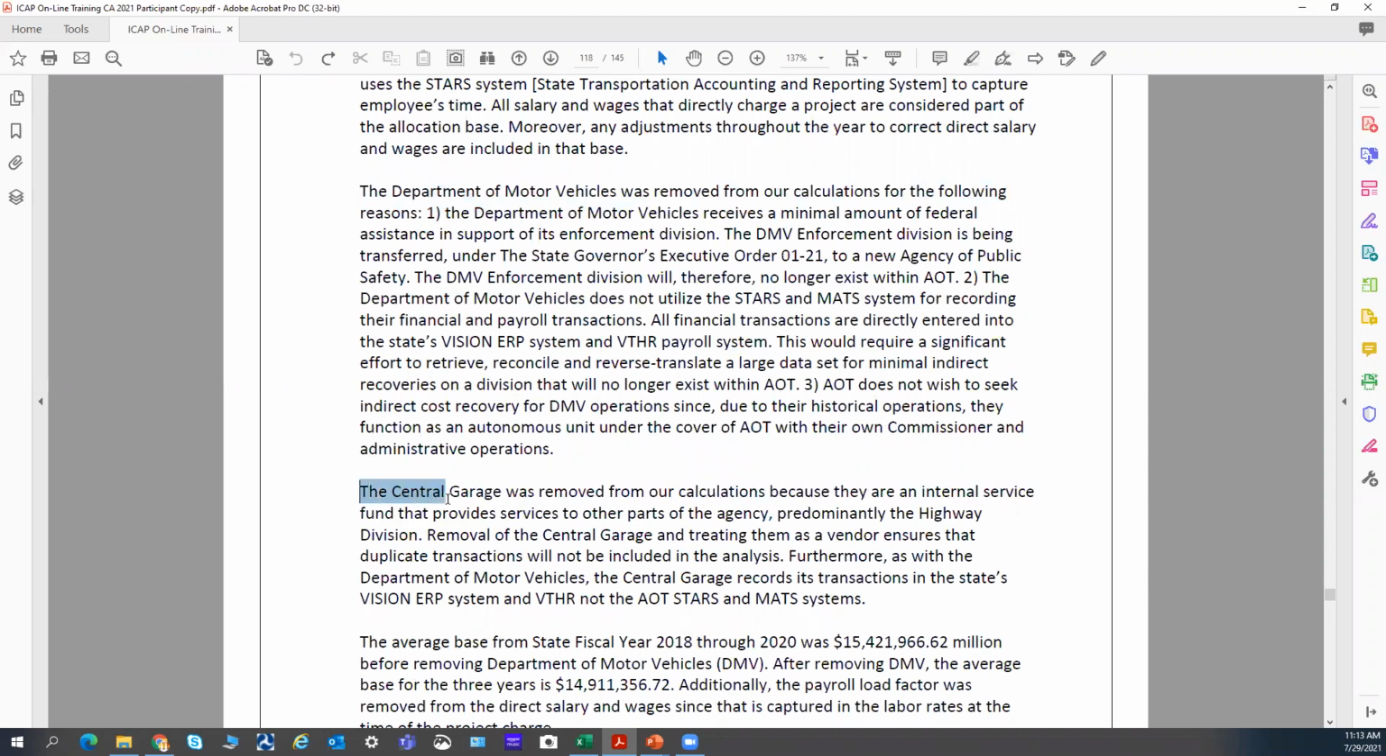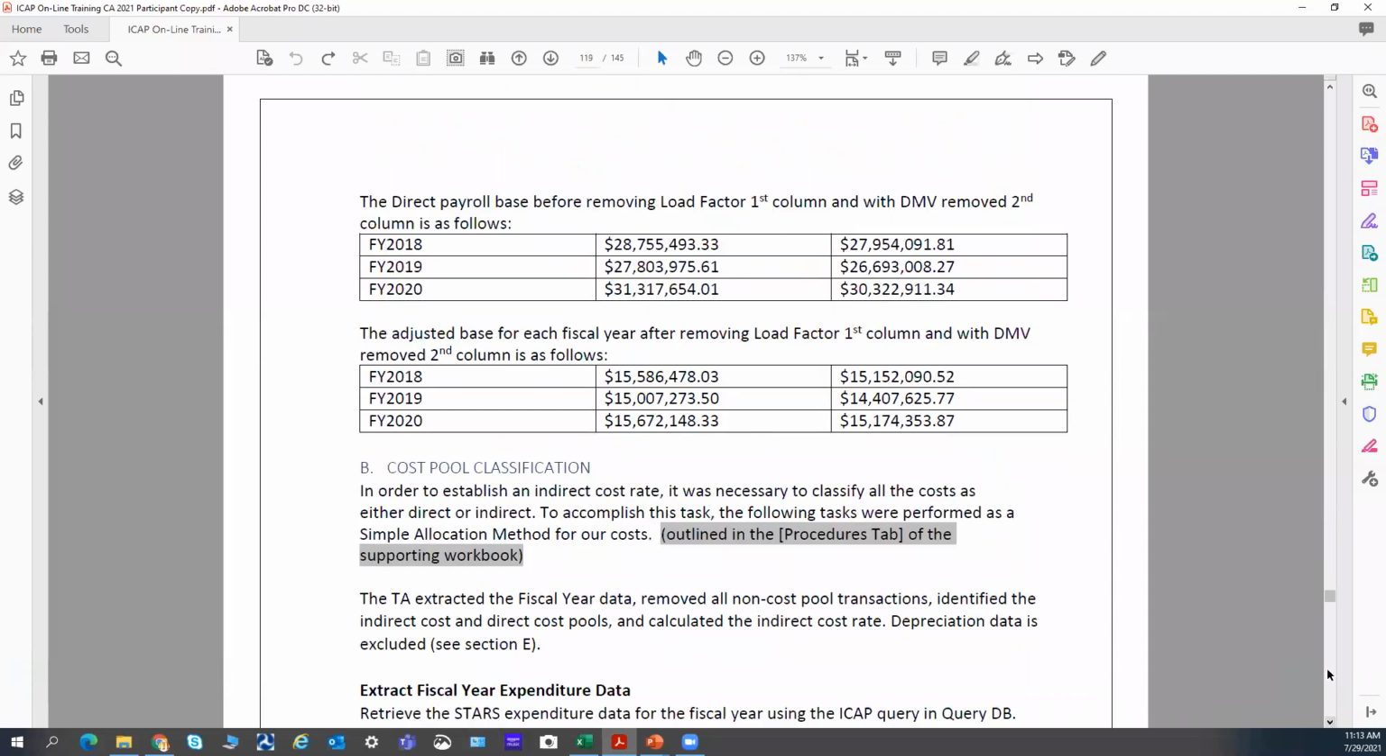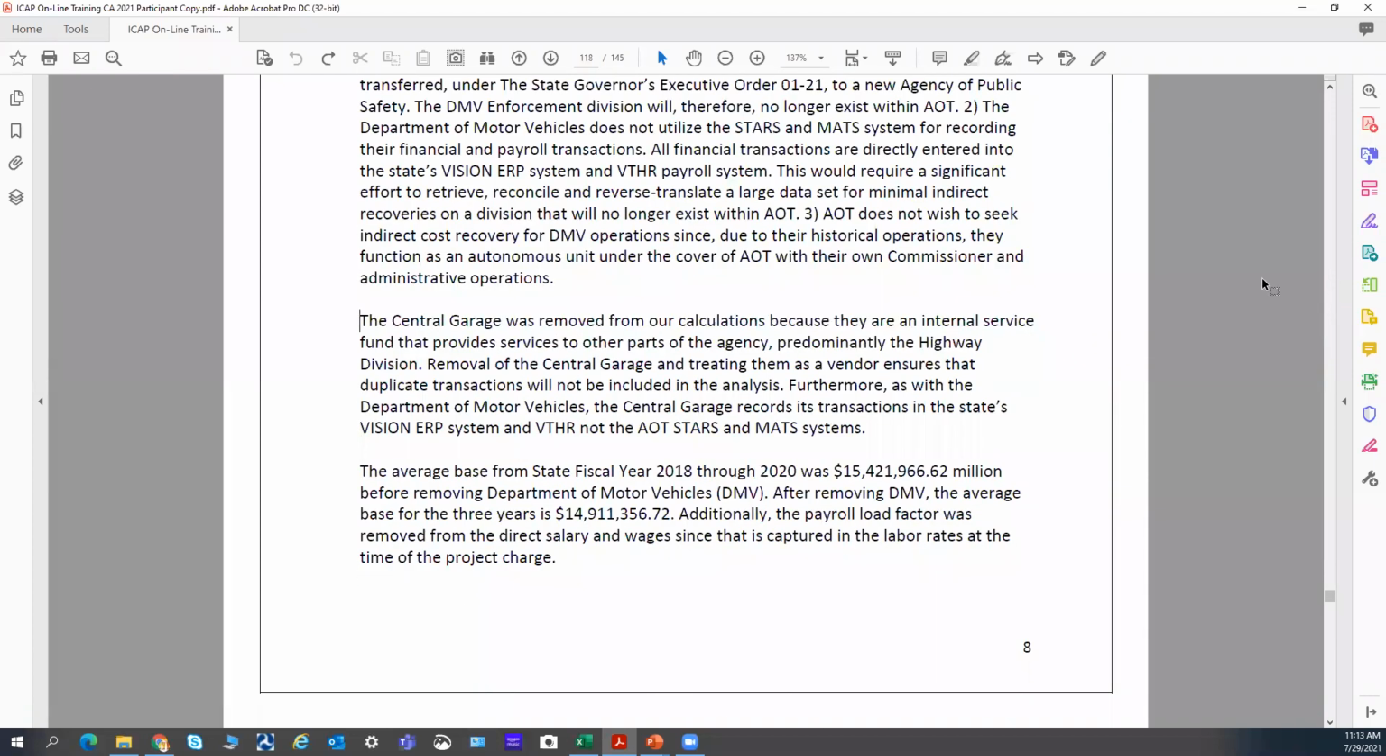Likewise, the central garage was removed from all of our calculations. And you'll see that when we go into the workbook. So once again, they're explaining everything they're doing in a narrative methodology fashion. And then once you get to the workbook and start looking at numbers, you'll see everything that they've done here and from this narrative version of it. Then here they talk about the average base from the state fiscal year. And then that was before removing DMV. So you can tell they've done their due diligence in doing calculations and so on.